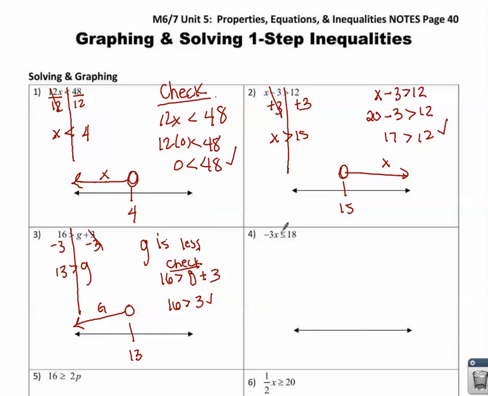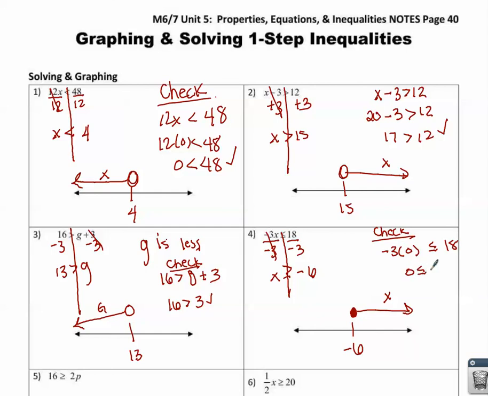Let's try number 4. This one's a little bit different because you have negative 3 times x. So since you're going to divide each side by a negative 3, you're going to take this inequality sign and flip it around. So now plot your 6. It's a closed dot because it's or equal to, and it says x is greater than or equal to. Okay, and you can again check your answer. I'm going to choose 0 because 0 is greater than negative 6. Okay, 0 is less than or equal to 18. That is true. Pause the video and try 5 and 6.